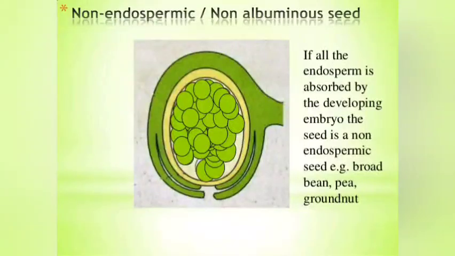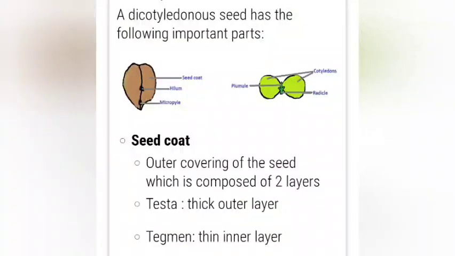And second, the different type of seed is the non-endospermic seed, where all the endosperm is used up during the formation of embryo, and that food is stored in the cotyledons. That's why the cotyledons become thick. For example, in the case of gram, bean, pulses, groundnut, they are all non-endospermic seeds and their cotyledons are quite thick.